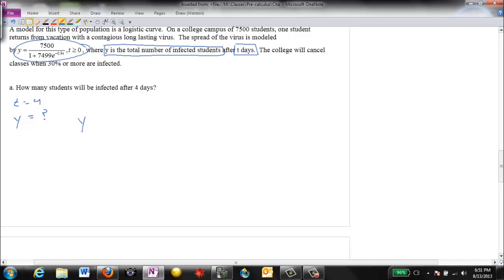So we have y equals 7,500 divided by 1 plus 7,499 times e to the negative 0.9 t. And instead of t, we're going to go ahead and put in 4, right? Because we want to know how many people are infected after 4 days. So I'm going to multiply that by 4. Very good. All right, so let's go ahead and continue here. All we have to do at this point is start calculating stuff in our calculator. It's already solved for. We don't have to move anything around. It's just a matter of simplifying and doing the calculations.